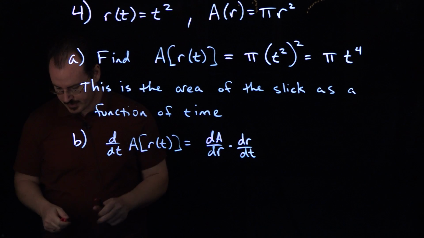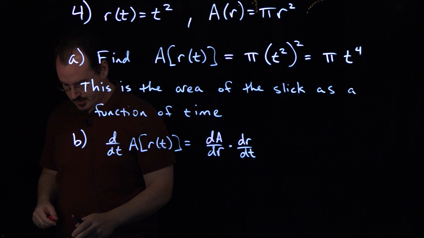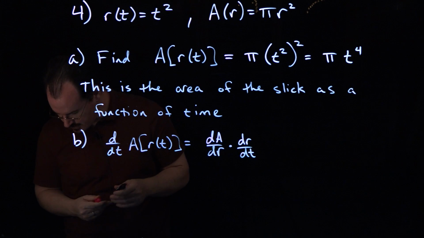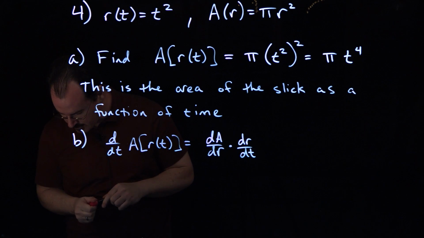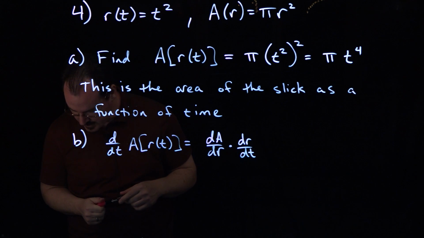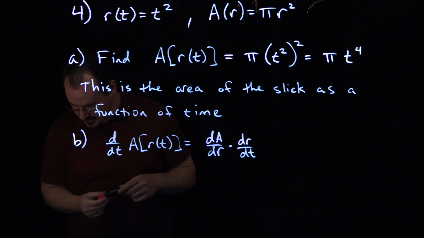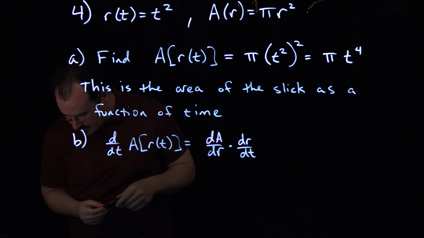Looking at problem 4 from section 4.3. This is the word problem. It says an oil well off the Gulf Coast is leaking, with the leak spreading oil over the surface as a circle. At any time t in minutes after the beginning of the leak, the radius of the oil slick on the surface is r of t equals t squared. That's what we have here.